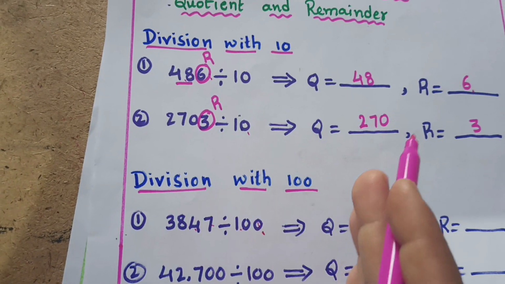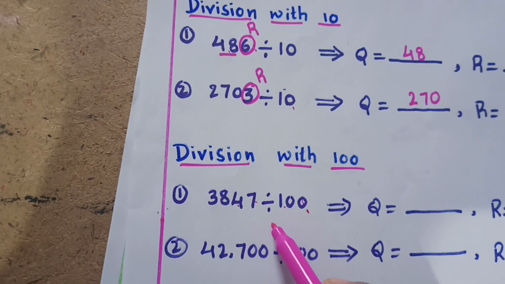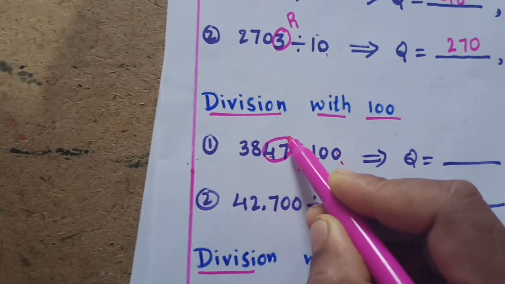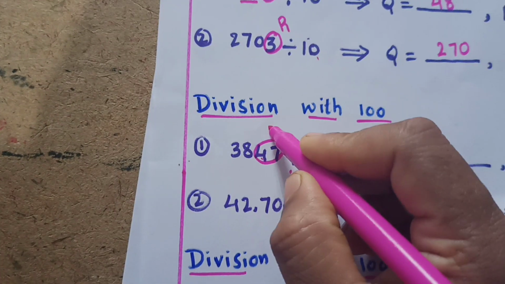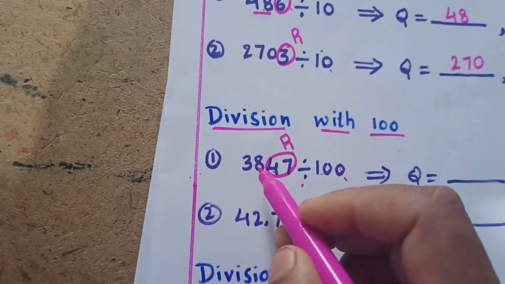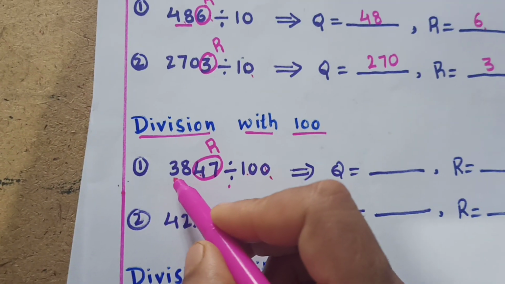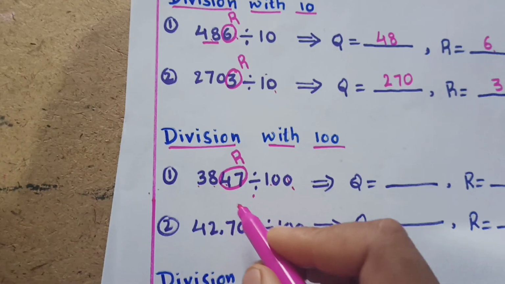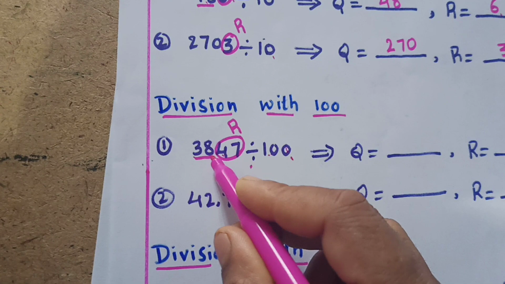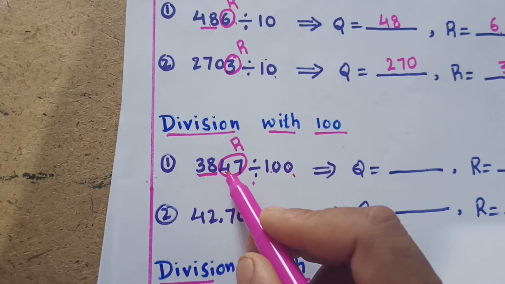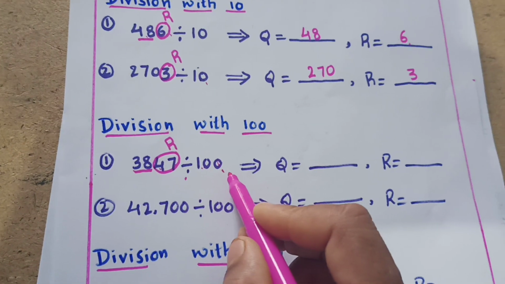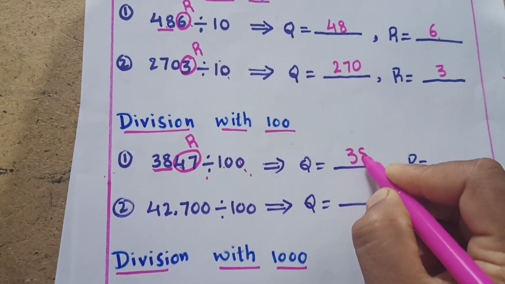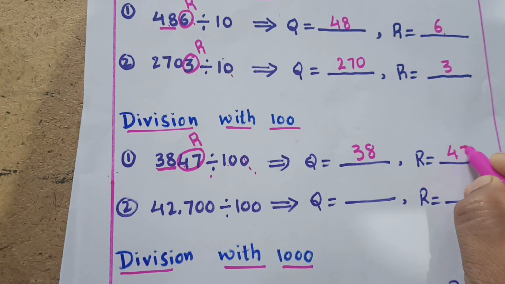This is the right side, right to left. So, from the right side, 7 and 4. So, this 47 becomes the remainder. What is the remaining part? The rest of the digits, 38. 38 becomes the quotient. When 3847 is divided by 100, the quotient becomes 38 and the remainder becomes 47.